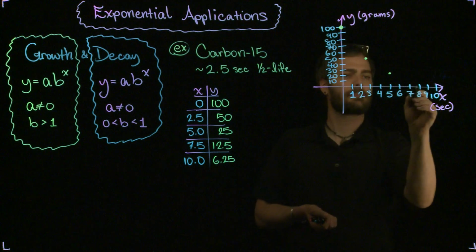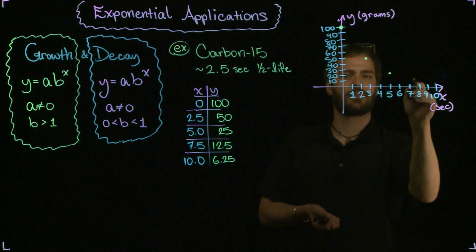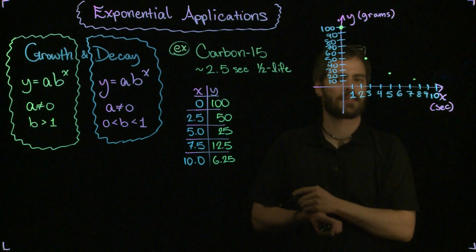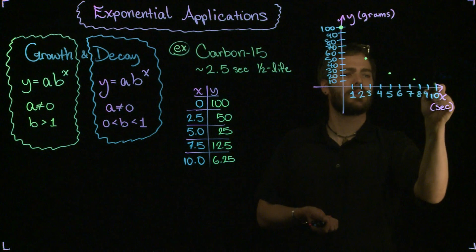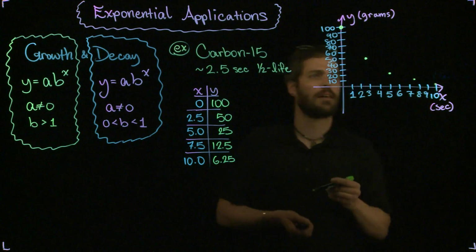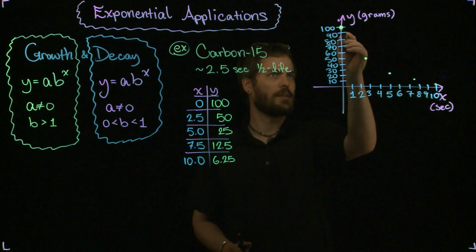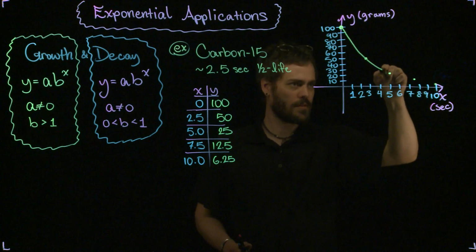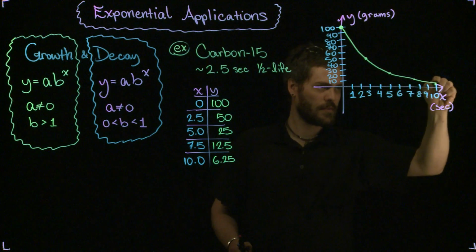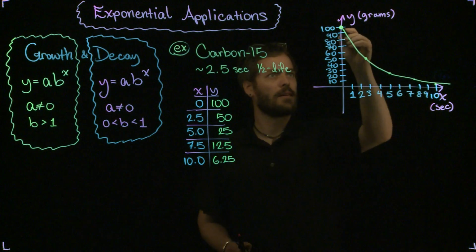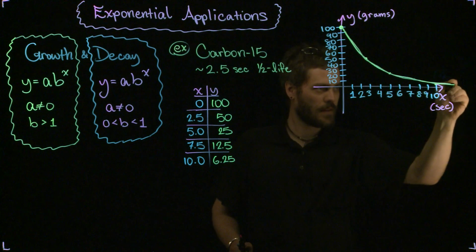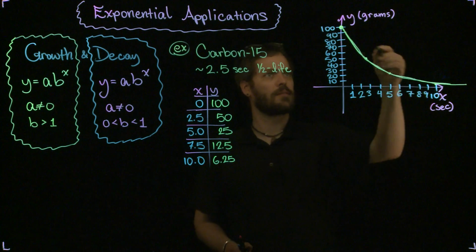At 7.5 seconds, I've got 12.5, so about right there. And at 10 seconds, I've got 6.25, so maybe about right there. And you can see the trend here and what the graph looks like. Let me just try to connect this with a smooth curve. Something like that. Okay, a little hard to do by hand. And that just keeps going off to 0.